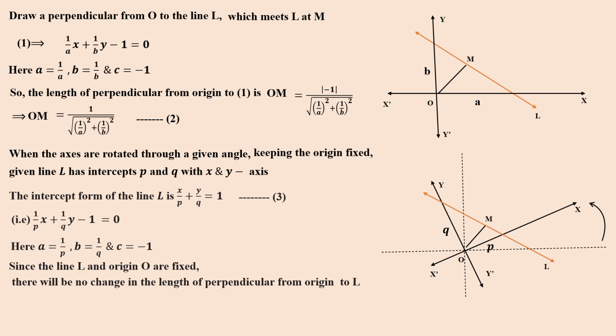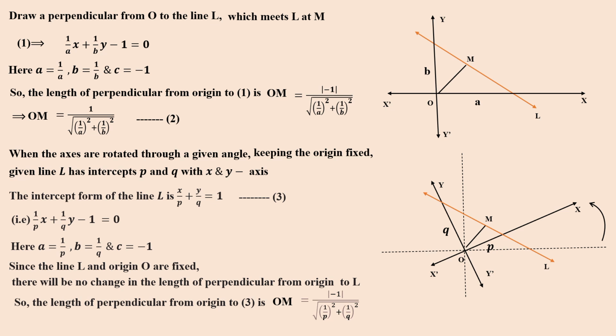We are just rotating the axes only. So O is fixed and the line is also fixed. We are just rotating the x and y axes. So the length of the perpendicular is the same with respect to that line. So the length of the perpendicular from the origin to equation 3 is OM only, which is equal to minus 1.